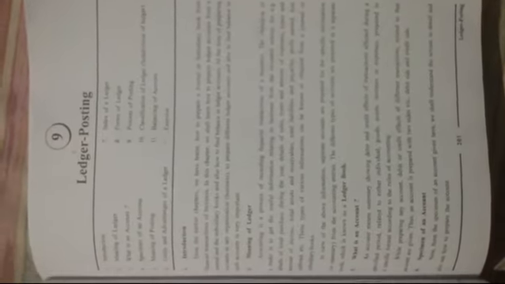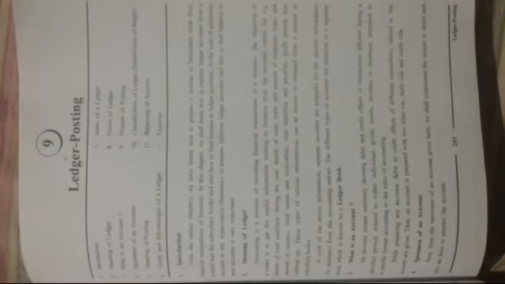So in the last video we completed chapter number 8. From today we are going to start a new chapter, chapter number 9, ledger posting. In this chapter you are going to learn about the meaning of ledger, what is an account, specimen of an account, meaning of posting, utility and advantages of a ledger, index of a ledger, forms of ledger, process of posting, classification of ledger, and how balancing of the accounts is done.